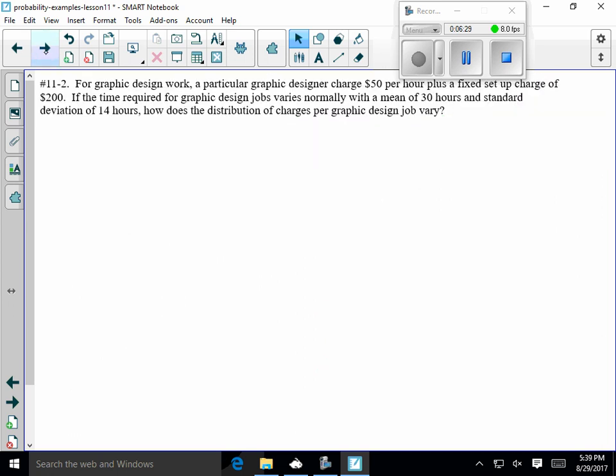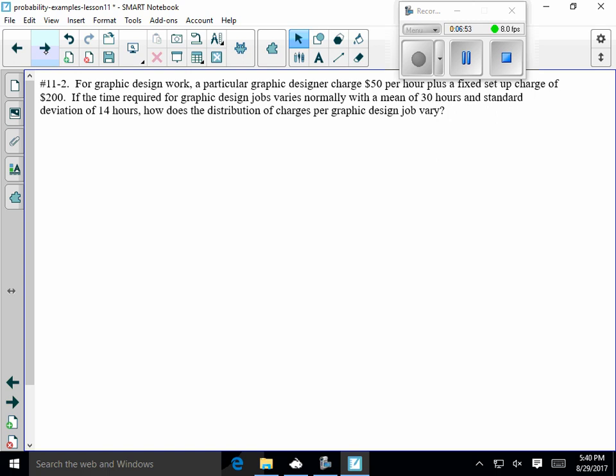It says for graphic design work, a particular graphic designer charges $50 per hour plus a fixed setup charge of $200. If the time required for graphic design jobs varies normally with a mean of 30 hours and standard deviation of 14 hours, then how does the distribution of charges per graphic design job vary? So pause this and give this one a try.